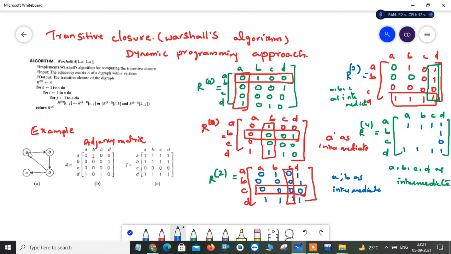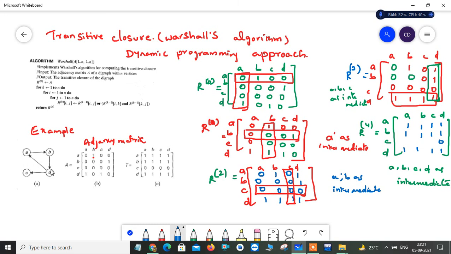So B to A. Can I reach B to A with A, B, C, D as an intermediate? Yes. By making D as an intermediate, I can reach A from B. So simply I can make the value 1. Can I reach B to B with A, B, C, D as an intermediate? Yes. From B to D, D to A, from A to B, so I can reach B to B with D and A as an intermediate. So I can make this value 1. Can I reach B to C with ABCD as an intermediate? Yes, with D as an intermediate. So I can make this value also 1.